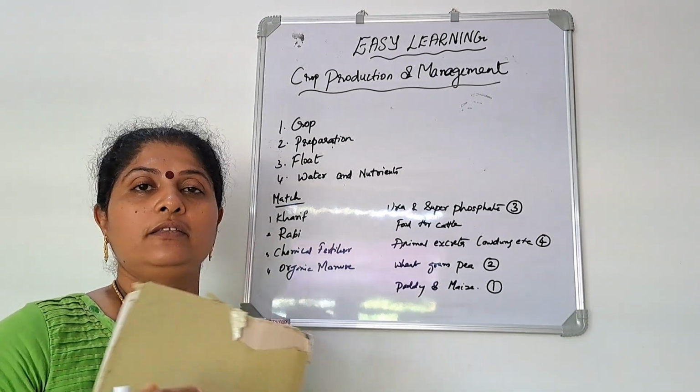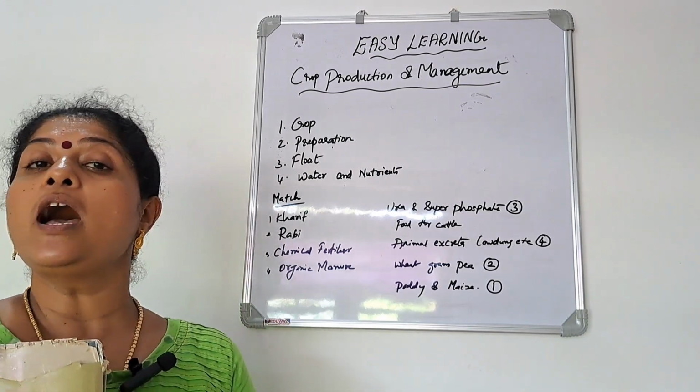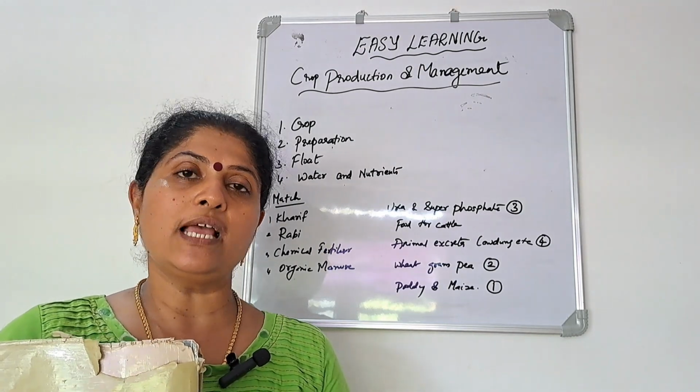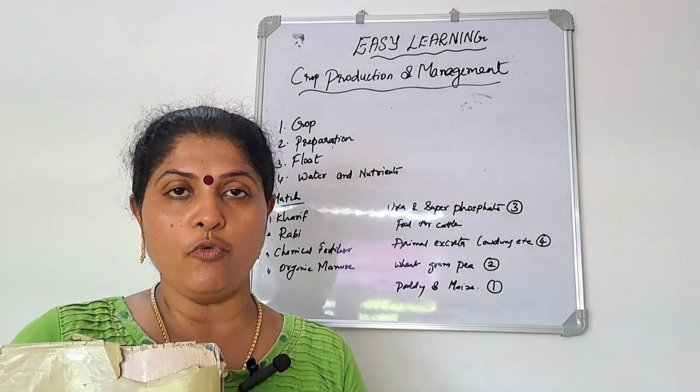The fourth question: threshing. What is meant by threshing? Threshing means the process of separating the grain from the chaff. That is known as threshing. That is, soon after the harvesting, the grains should be removed or separated from the chaff.